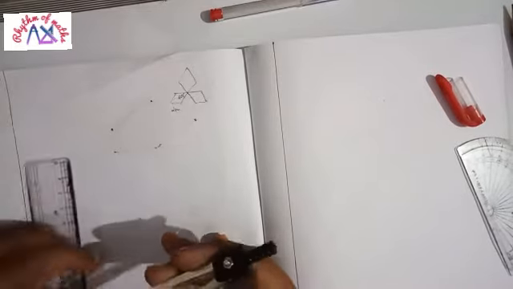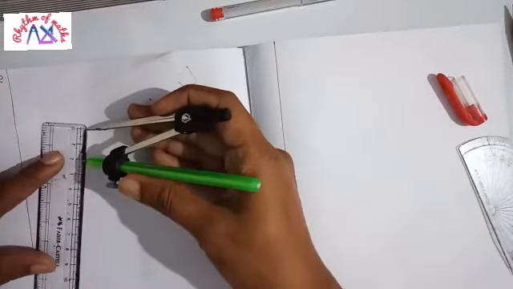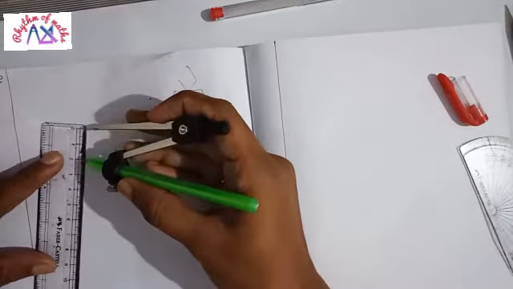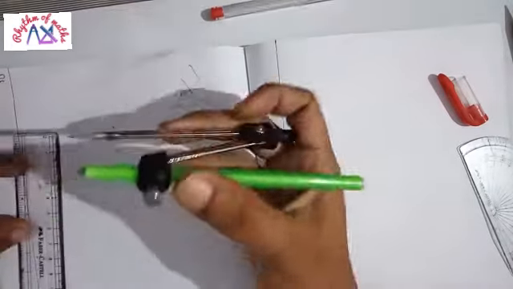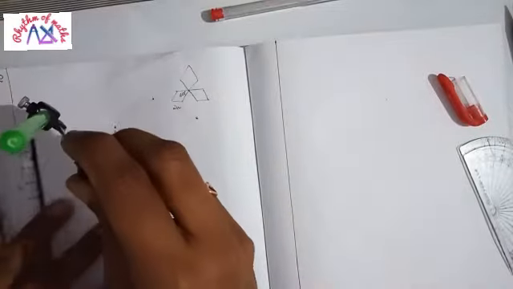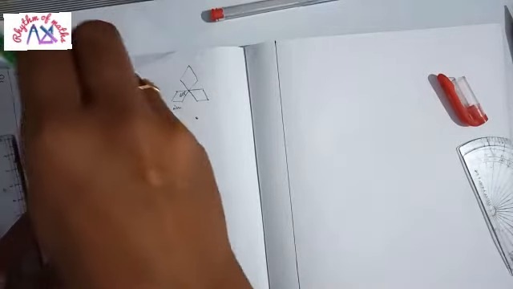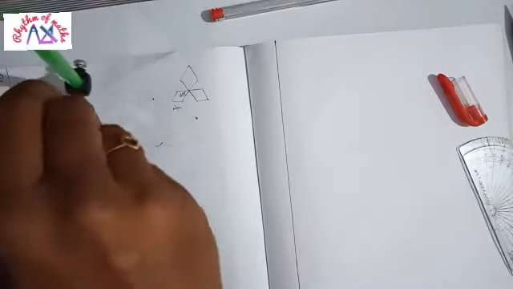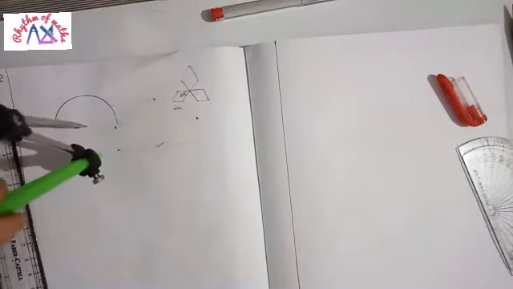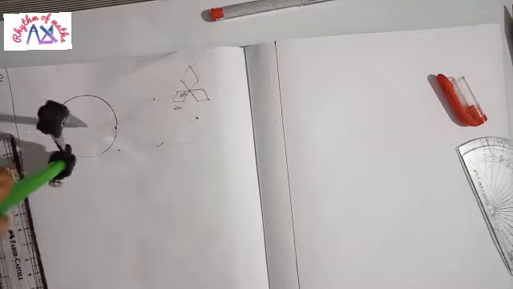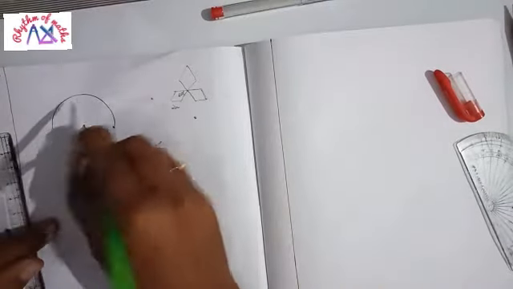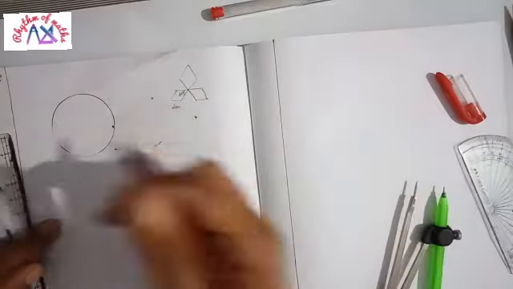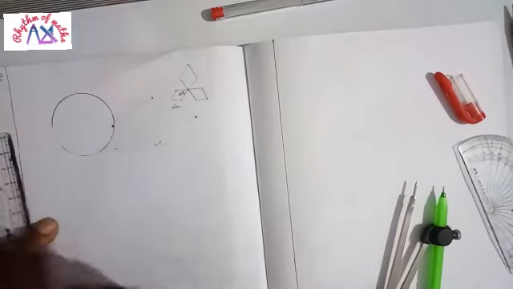For that, measure 2 centimeters in the compass using the scale. Measure 2 centimeters in your compass first. Then, using that measurement, draw a circle like this. Like this, draw a circle and mark the center point. Mark the center of the circle also.